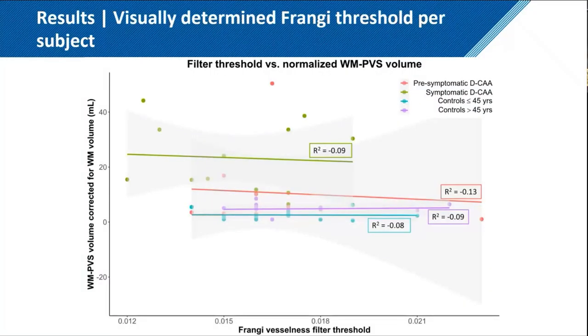So then we also looked at the visually determined Frangi vesselness filter thresholds. This graph shows the volume per participant with the visually determined thresholds. Every dot is one participant, with the four different groups. And you can see here that the visually determined thresholds don't seem to introduce a bias in the volumes that we get out of it.